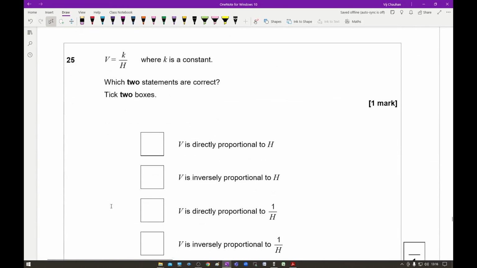Moving on to question 25, it says V equals K over H, where K is a constant. Which two statements are correct? Tick two boxes. Now for this, doing direct and indirect proportion, the two you want to tick are going to be the two middle two.